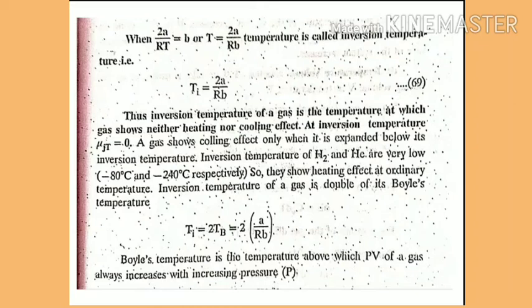minus 80 degrees Celsius and minus 240 degrees Celsius respectively. So they show a heating effect at ordinary temperature. And the inversion temperature of a gas is double its Boyle temperature, because you know that the value of Boyle temperature is equal to a upon Rb, and the value of inversion temperature is equal to 2a upon Rb. So we can say the value of Ti is equal to 2 times the value of Tb, that is Boyle temperature, and Boyle temperature is the temperature above which PV of a gas always increases with increasing pressure.